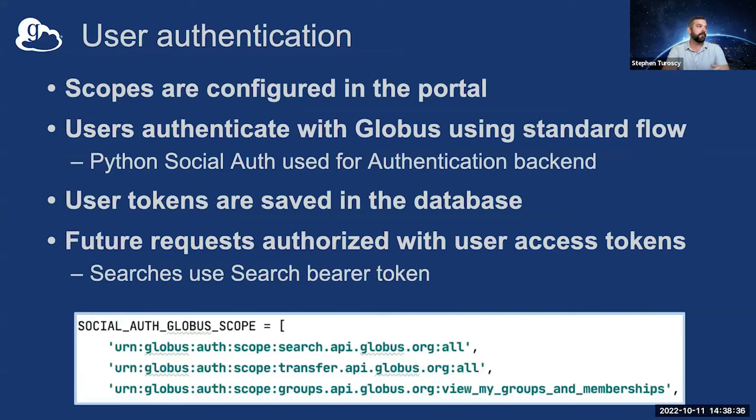Authentication scopes are configured within the portal, and you'll see some of that in the code as we move through this. Users are authenticated with Globus using that standard auth flow. We use Python Social Auth for that authentication. We actually have a Globus backend for Python Social Auth. The tokens themselves are saved in the database for easy access, and future requests can use those stored tokens.